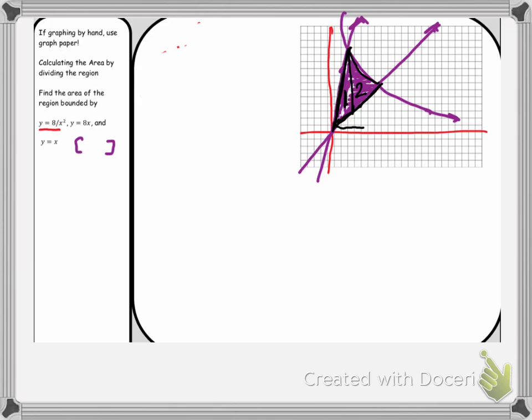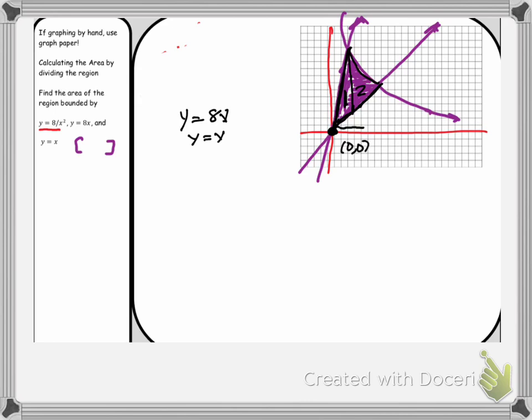So you know what I need? I need the intersections. The first intersection I know is 0, 0, because we're talking about y equals 8x and y equals x. So this is definitely the point 0, 0.